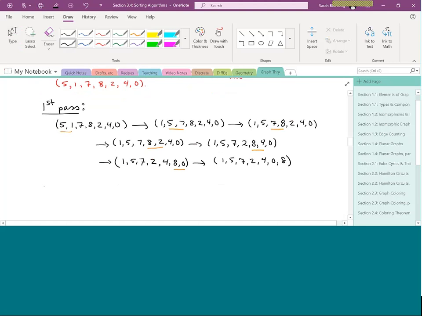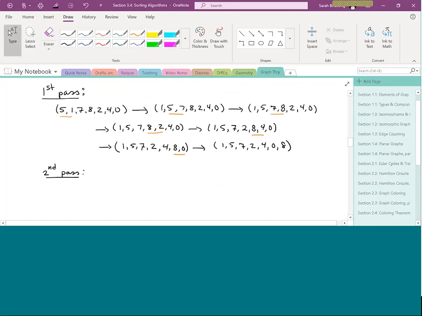So if you then go and look at your second pass, notice what happens with our second pass. We're going to start with the last sequence of terms that we had before, or 1, 5, 7, 2, 4, 0, and 8. And then we'll repeat the exact same process we just did. So we compare our 1 and our 5, which is exactly the same, so no swaps needed whatsoever. We then compare our next terms, our 5 and our 7. 5 is smaller than 7, so no swaps needed there whatsoever.